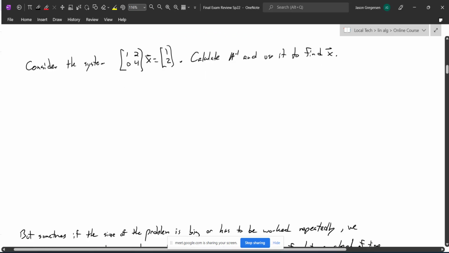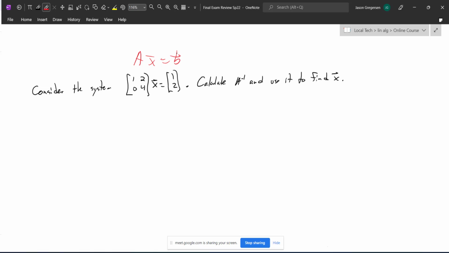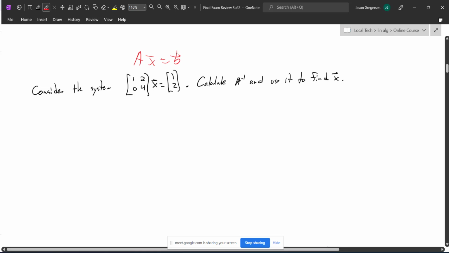So now I have a new system. Oops, my new system, AX equals B here. And I'm going to solve this one by calculating the inverse. So calculate the inverse of this matrix and use it to solve this matrix equation. Once you get your solution, write your answer in the chat, and this time I'm actually going to wait for them. So type your answer into the chat.